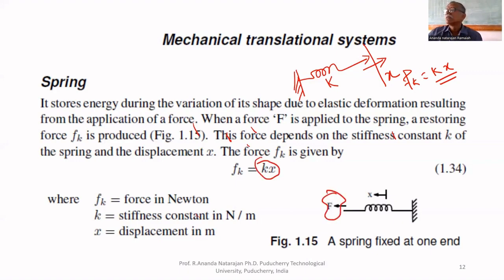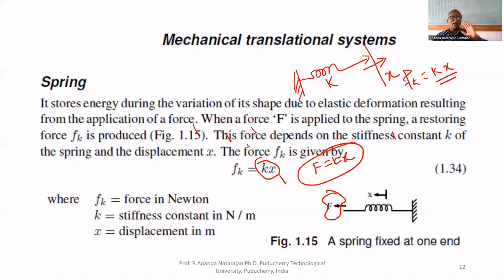The applied force is F. It must be equal, otherwise it will be moving. These two are equal. Therefore, we can obtain a mathematical model F equal to Kx. As far as the spring is concerned, we can write this mathematical model.